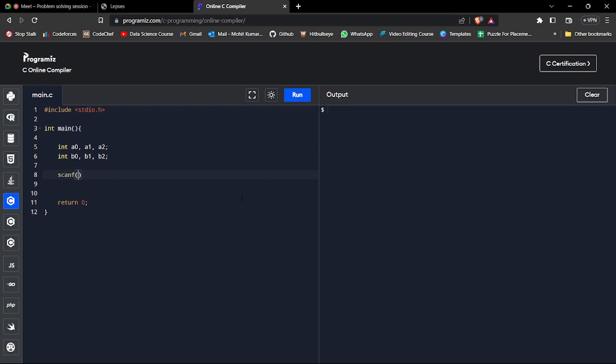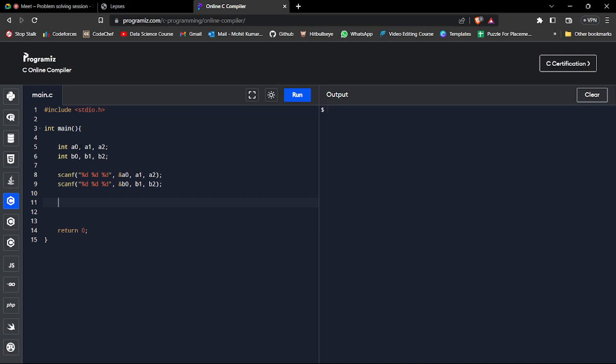Okay, so let's take the input, and here we'll be doing %d, again %d, and we are having ampersand a0, a1, a2, right? Then I'll repeat the same step again, and this goes for b. Okay, so now we have taken the input. Now we have to compare all these triplets.